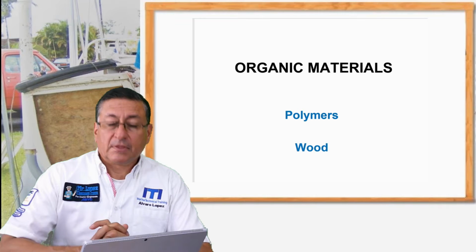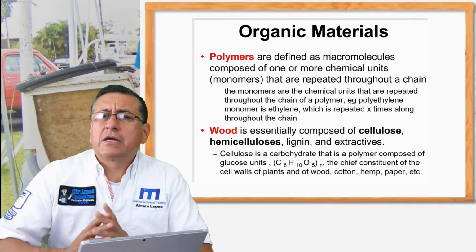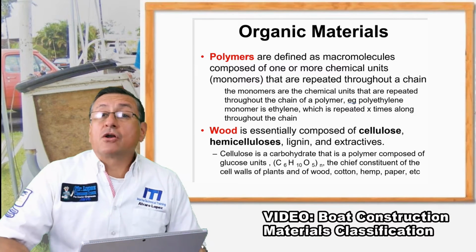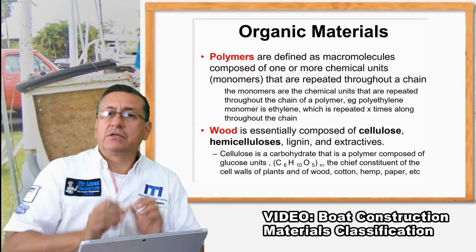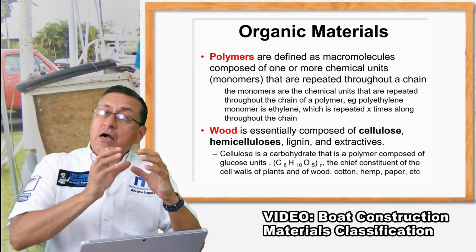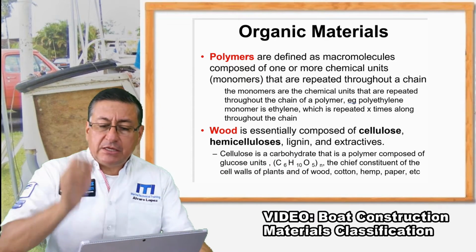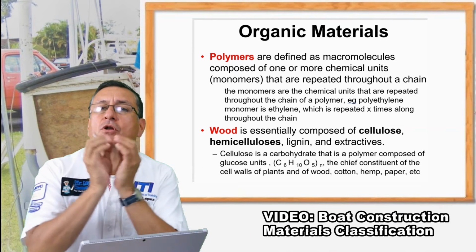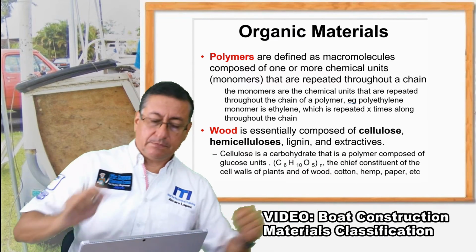Organic materials basically are polymers and wood. We are going to check the definition of polymers. Polymers are defined as macromolecules composed of one or more chemical units, one or more monomers. Those monomers are repeated like a chain. The monomers are the chemical unit that is repeated through the chain of the polymer. The monomer is the basic cell and is repeated to create polymers.